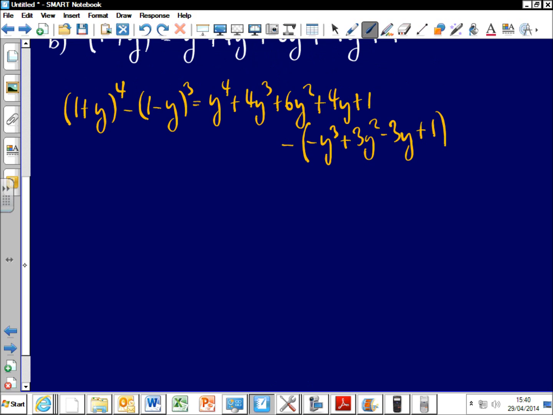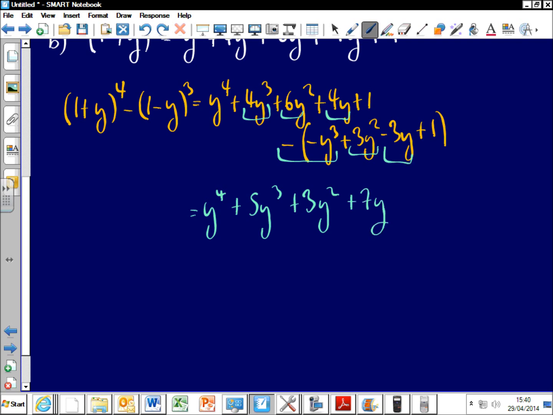Right, so I've got y to the power of 4. I'm going to have 4y cubed from here, and then plus a y cubed because it's minus minus. So that gives me 5y cubed. I've got 6y squared here, and I'm going to take away 3y squared. So that's just going to give me 3y squared. I've got 4y here, and I'm going to plus 3y here, so that's plus 7y. And then I've got 1, take away 1. So that just goes.